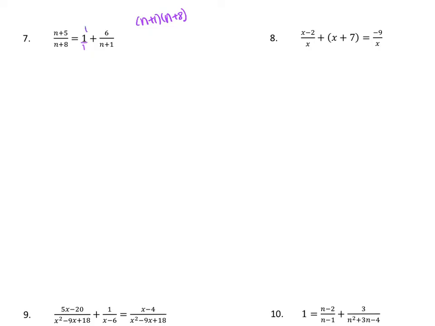And I'm going to do this by multiplying the top and bottom by just n plus 1. And the reason I'm going to do this is because then on the right side, I'll have a common denominator. So I'll have n plus 7 over n plus 1. And then I can set that equal to the left side, which was n plus 5 over n plus 8. Now, kind of like we did at the beginning, I have a fraction equal to a fraction, so I can cross multiply.